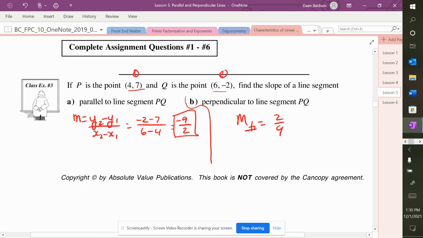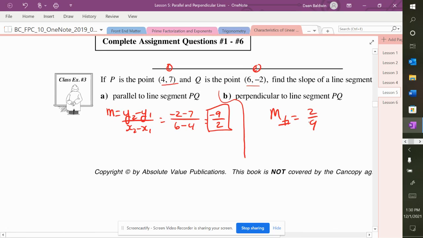You don't have a negative because what you did is you'd flip that, right? Say the negative's on the 9, and then I put a negative in front of it. What happens to those two negatives? That's why you just get 2/9.